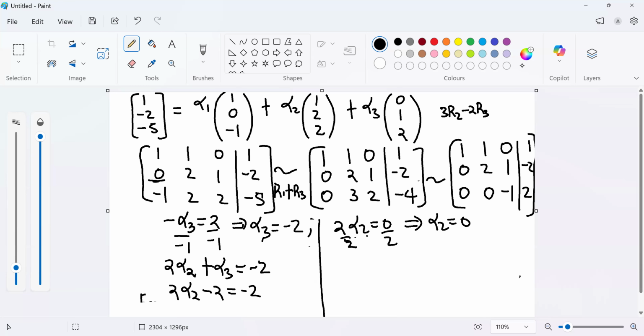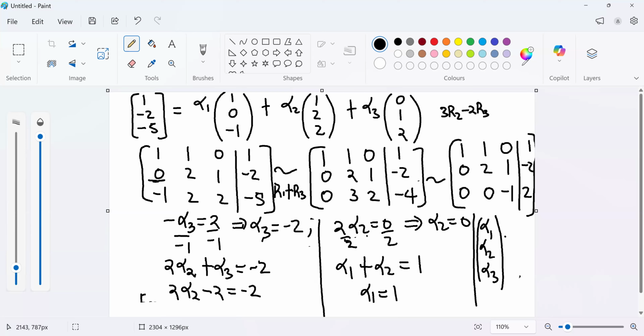Then first row, we have alpha 1 plus alpha 2 is equal to a 1. But alpha 2 is a 0. Therefore, alpha 1 is going to be a 1. So what does this mean? For this setup, I have alpha 1, alpha 2, and alpha 3. For this first setup, alpha 1 is a 1, alpha 2 is a 0, alpha 3 is negative 2.